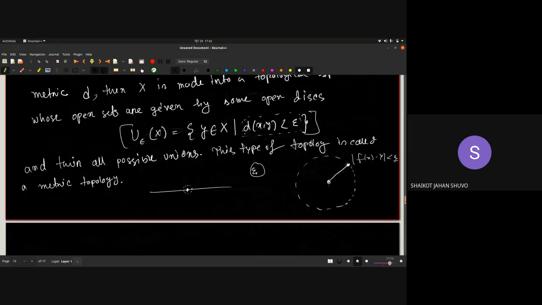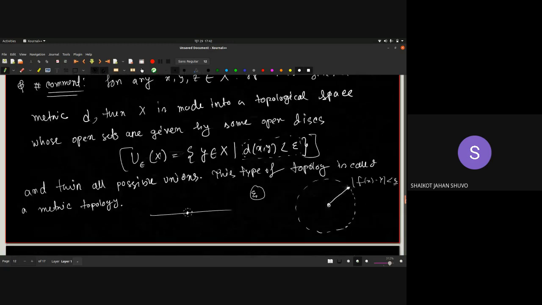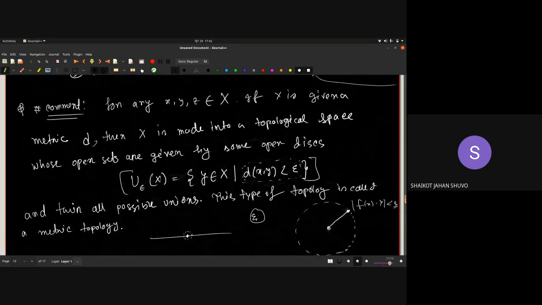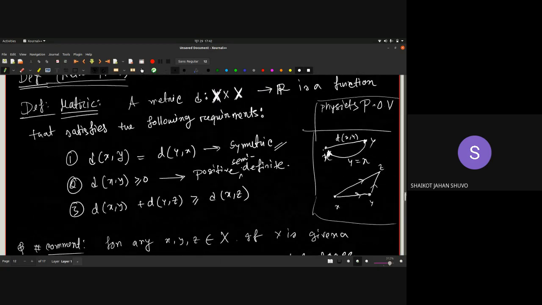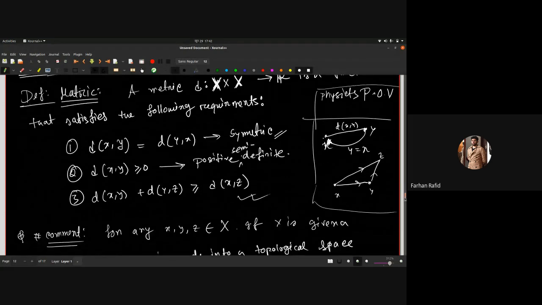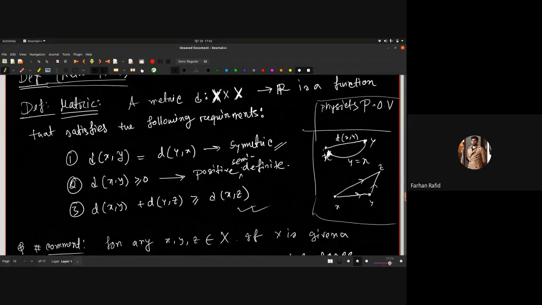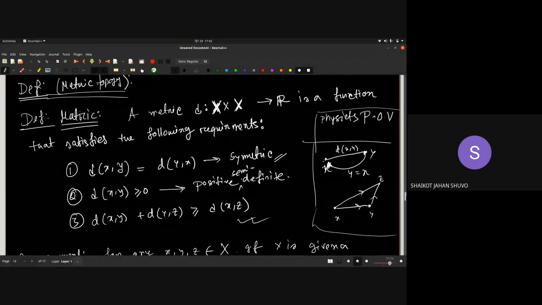Sir, can you summarize the metric topology thing? Yeah, this is the summary. This is the definition. It's just a definition right now. I understood metric, but not metric topology. How does the topology come in? You have some metric. You have a topological space. You define a metric, you get a metric topology.